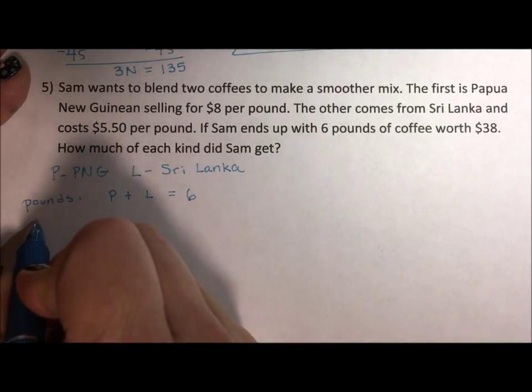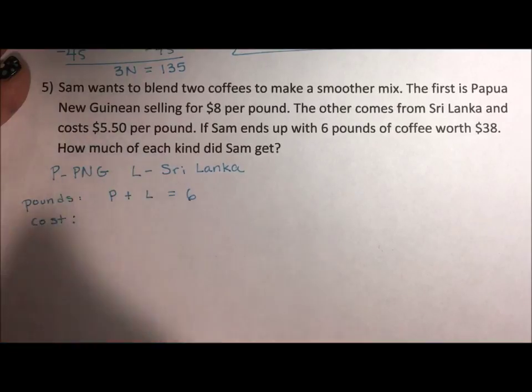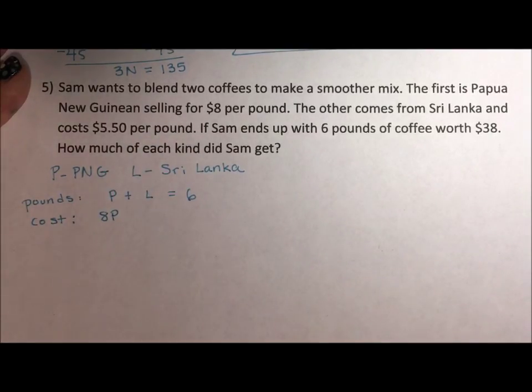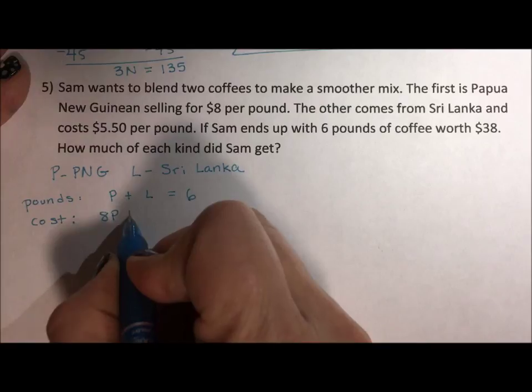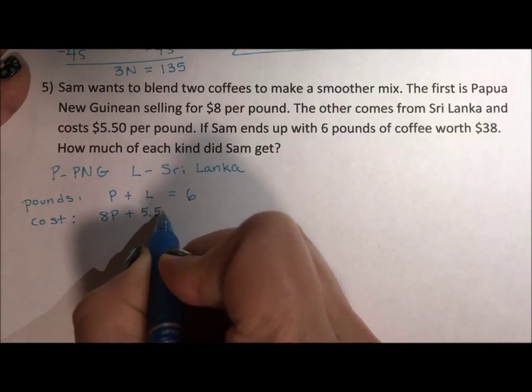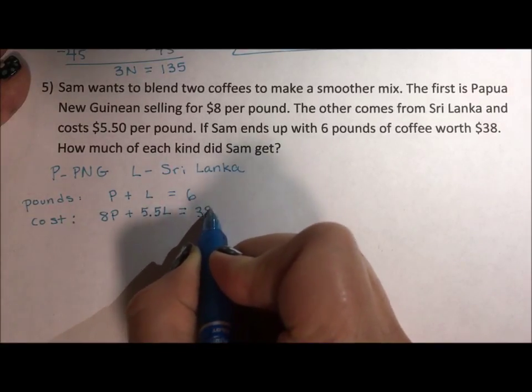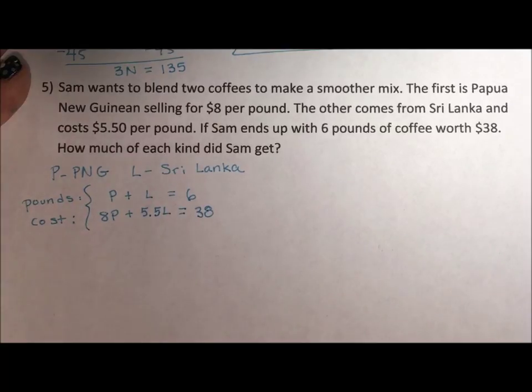Now we are going to talk about the cost. For every pound of the Papua New Guinean coffee that Sam buys, Sam will pay $8. So if Sam bought P pounds, 8 times P is the amount that Sam will spend on the Papua New Guinean coffee. If Sam bought L pounds of the Sri Lankan coffee, and it's $5.50 a pound, Sam will pay $5.50 times the number of Sri Lankan pounds, to pay a total of $38. I now have my system of equations.